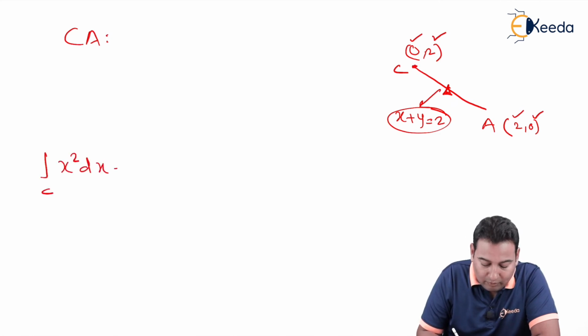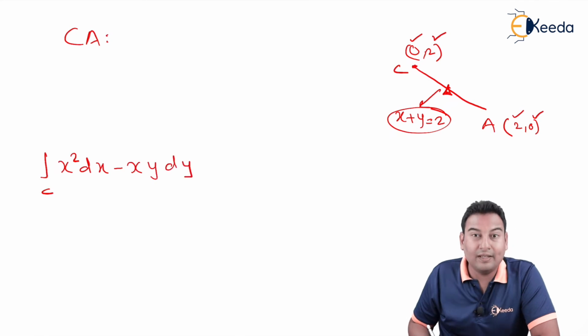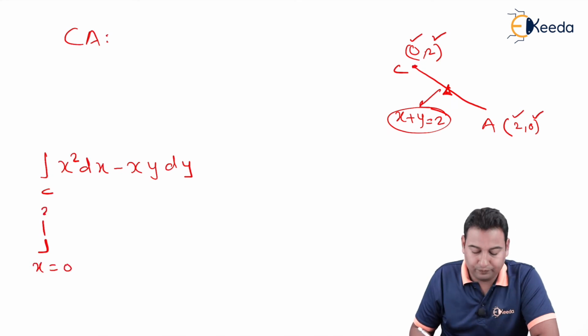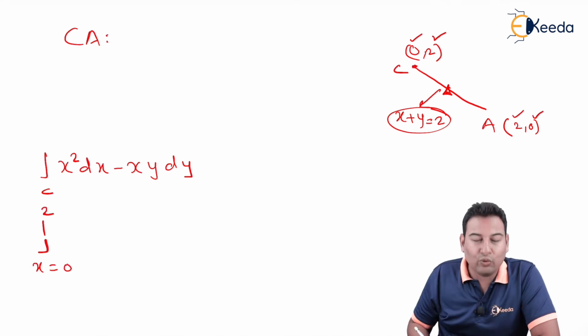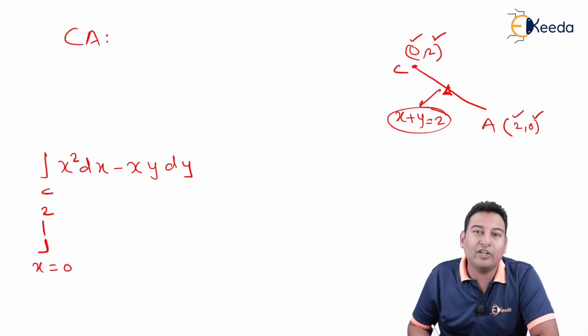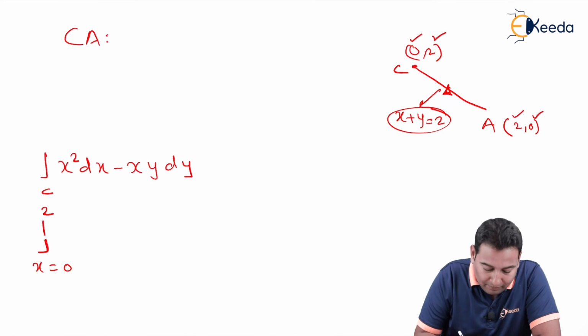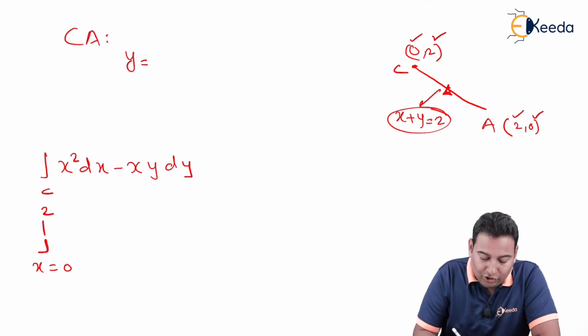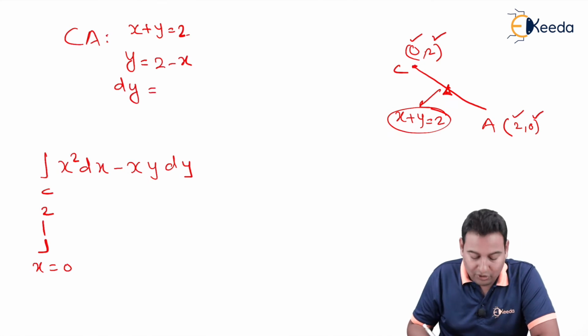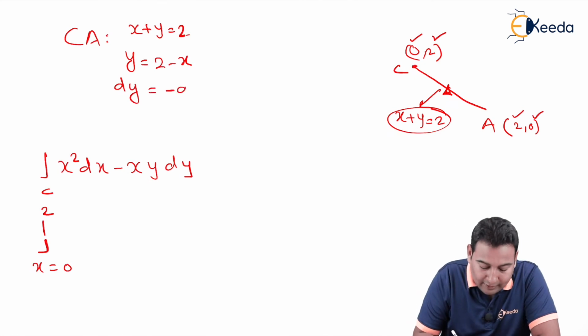X square dx minus xy dy. Let's integrate with respect to x. X limits are from 0 to 2. We need to replace y because we have decided to integrate with respect to x. Y must be replaced. Here the equation of the line is x plus y equal to 2. Therefore, y will be 2 minus x. What is dy? 2 derivative is 0, minus x derivative is minus dx.